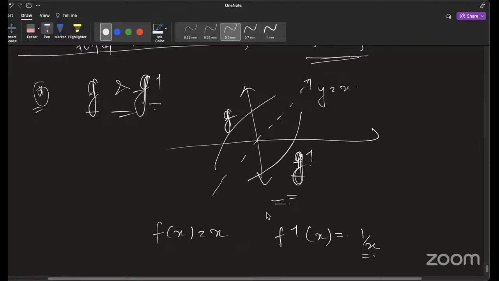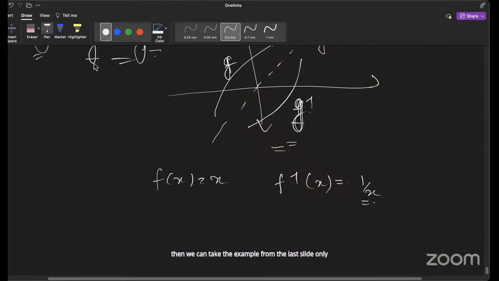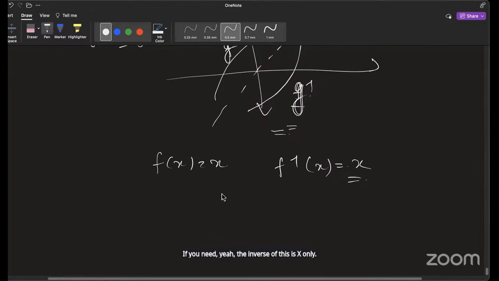How, ma'am? We can take the example from the last slide only that we found. Wait, it's x only, right? The inverse of this is x only. Or is it? You have f(x). When you compose f(x) with f inverse, you'll have x. Yeah, it's x only.